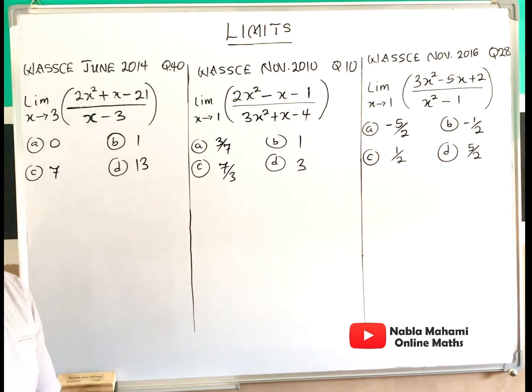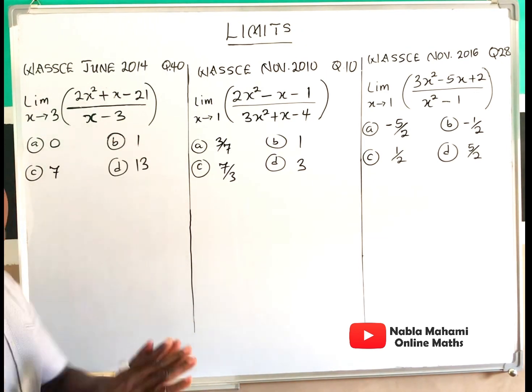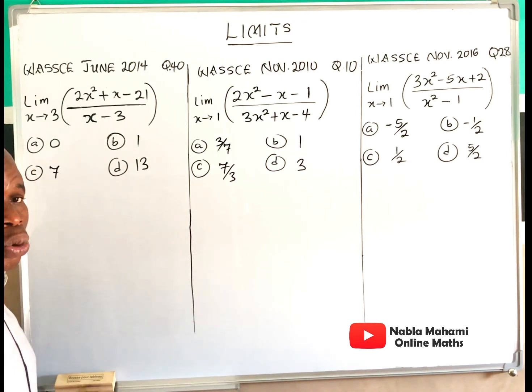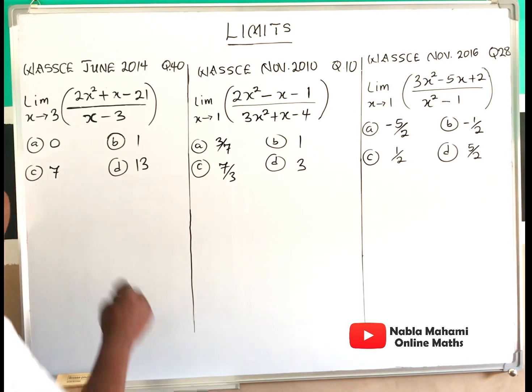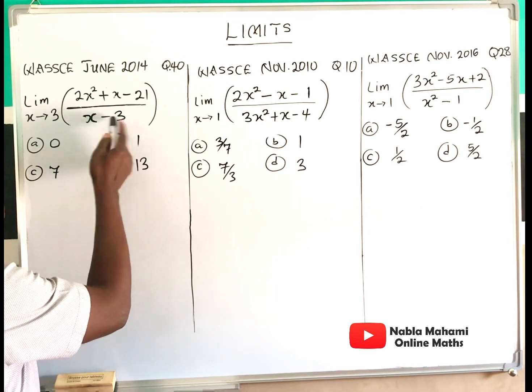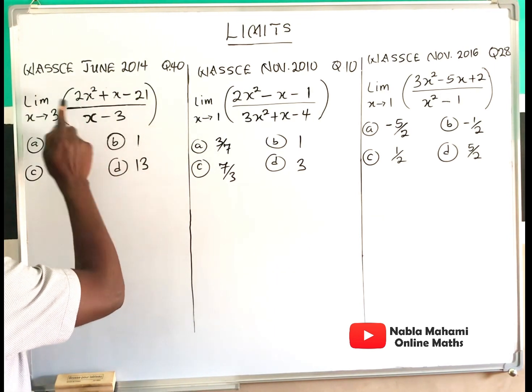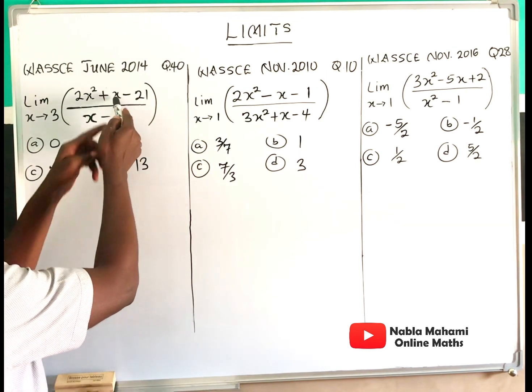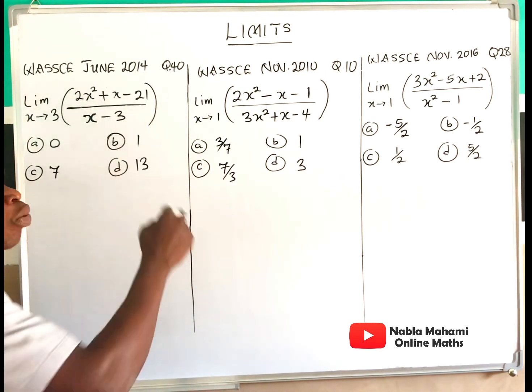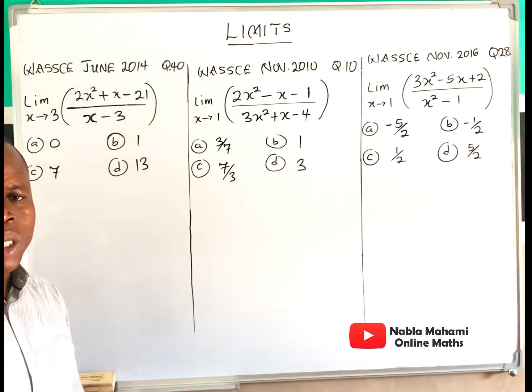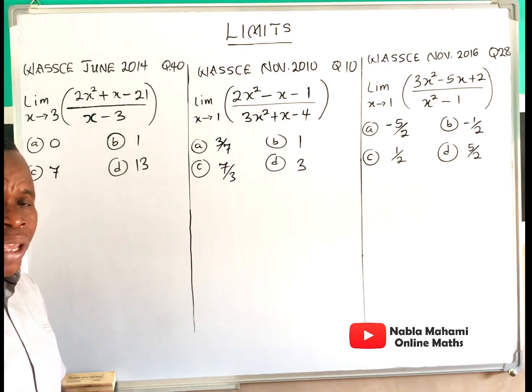So I want to give you a trick that you can use to work questions like this within 10 seconds, and choose your right answer. Because if I put 3 minus 3, the bottom will be 0. If I put 3 at the top, 3 squared is 9, 9 times 2 is 18, 18 plus 3, because x is 3, is 21, and 21 minus 21 is 0. So you see that you have 0 over 0, and 0 over 0 is undefined or infinity.